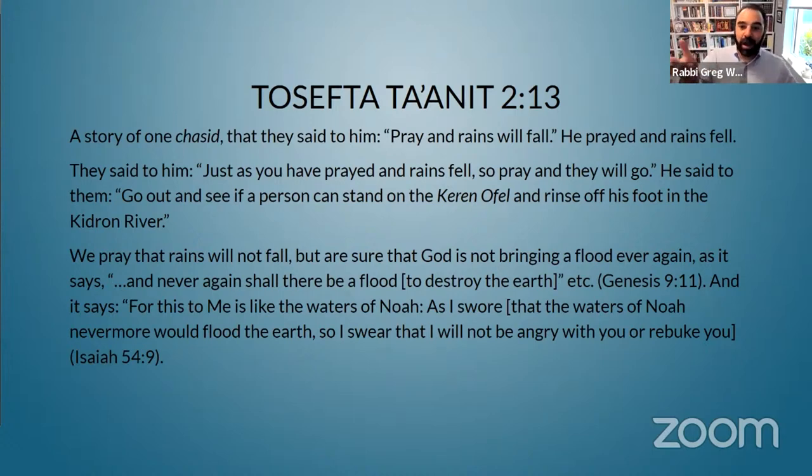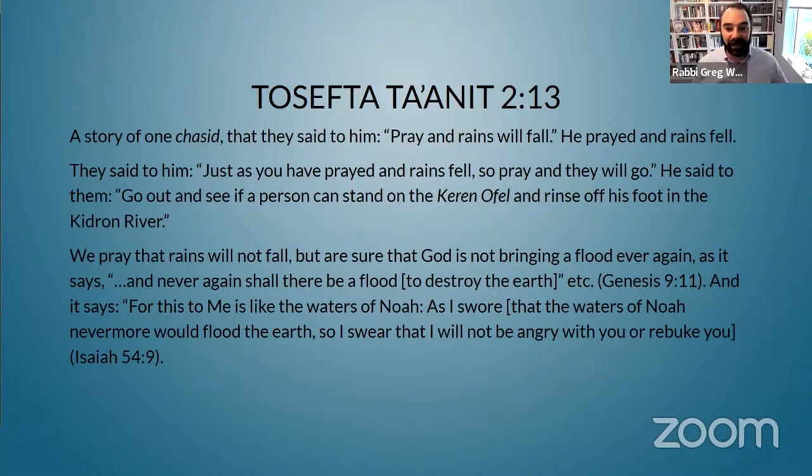He said to them, go out and see if a person can stand on the Karen Ophel and rinse off his foot in the Kidron River. As a reminder, what he's saying is, please go up onto a high point and see if so much rain has fallen that it has filled not only the river, but began to fill the valley around the river below the high point, right? It would be like saying, please go to the edge of the Grand Canyon and see if enough rain has filled the Colorado River to fill the entire Grand Canyon. And if so, I'd like to know that, please.